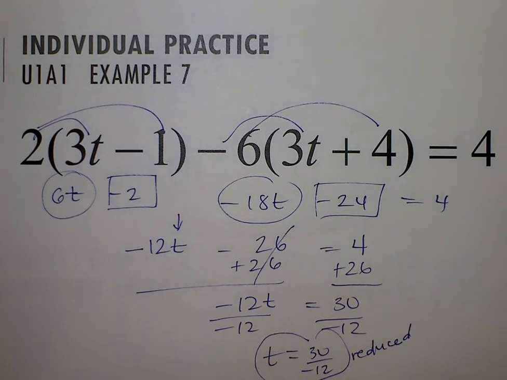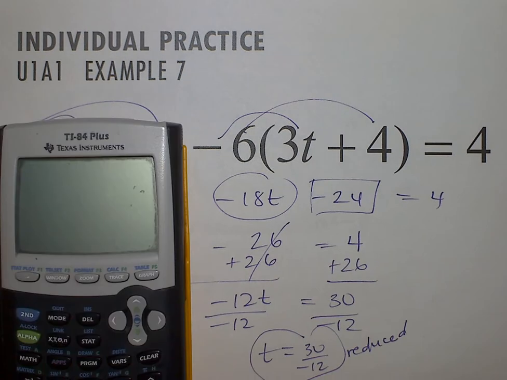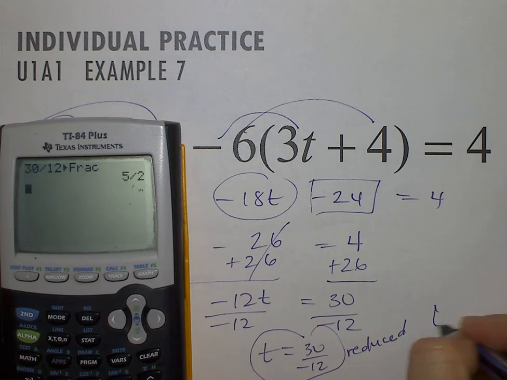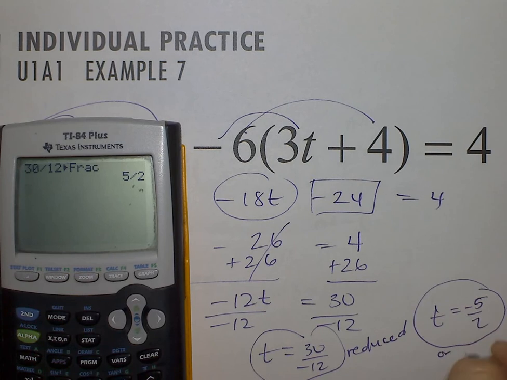And the quickest way to reduce that is to grab your calculator, forget about the positives or negatives. You type in the fraction, and you hit math, fraction, enter, enter. How many of you were able to get to an answer of 30 over negative 12, 30 over negative 12? So you do need to reduce in this class.